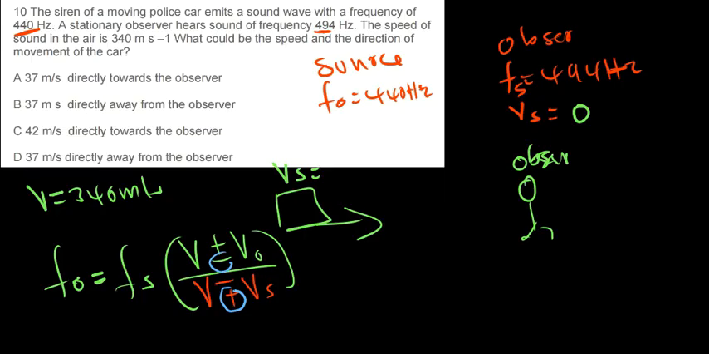Before I solve this, I can clearly see that B is wrong because it's talking about away, and here we're talking about toward because the source is moving toward the observer. Then again, D is also wrong. The only options I'm remaining with are A and C. If I get 37, A is the answer; if I get 42, C is the answer. As simple as that. Let's plug in the values and see what we're going to have.